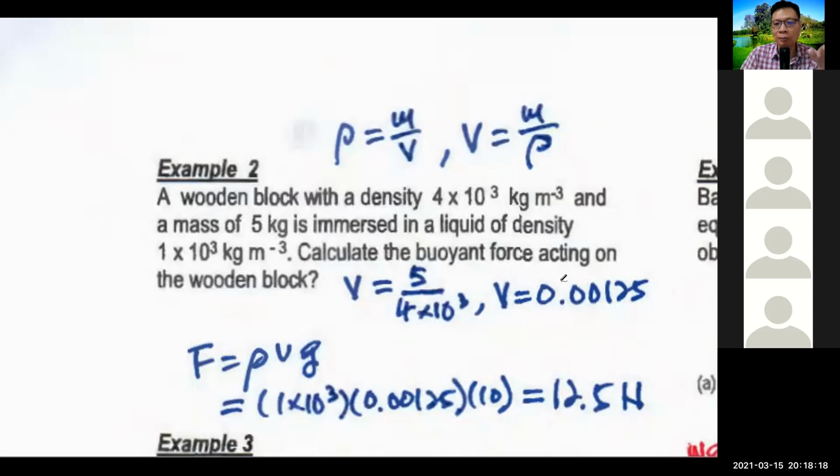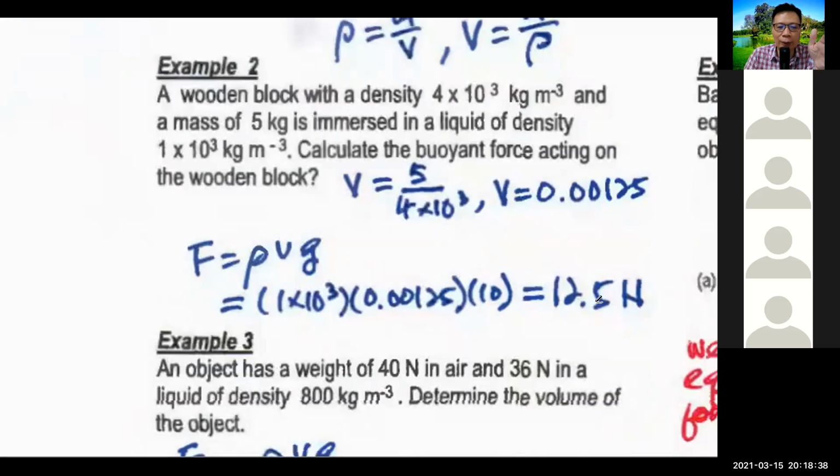Vivian, understand or not? The volume of the wooden block is the same as the volume of water displaced. That's why you get this answer, 12.5 Newton. Okay, so this calculation is fine. Now we move to the next question.